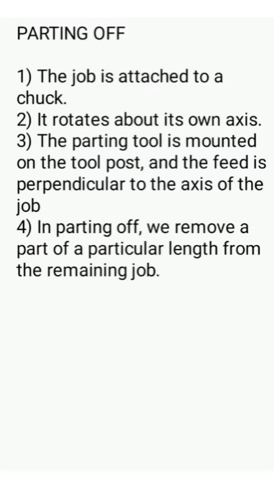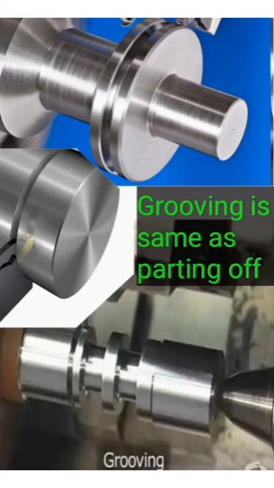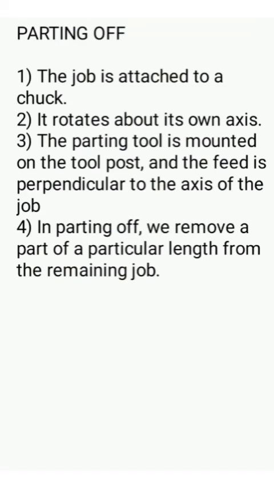Parting off. The job is attached to a chuck. It rotates about its own axis. The parting tool is mounted on the tool post and the feed is perpendicular to the axis of the job. Number 4. In parting off, we remove a part of a particular length from the remaining job.